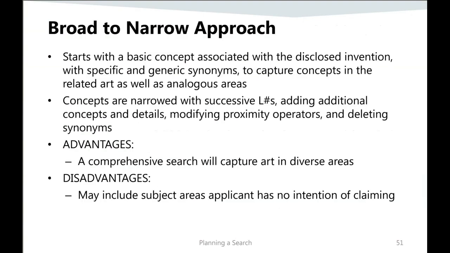On the other hand, a broad to narrow strategy would include basic, generic concepts or ideas associated with the invention. This strategy is likely to return results from applicants' field of endeavor and many analogous areas as well. Then the searcher can selectively narrow the search to refine the results by requiring additional details, closer proximities, and so on. An advantage of this technique is that the search is comprehensive and wide-ranging. A disadvantage is that it will often result in very large result sets that cannot be easily parsed further.